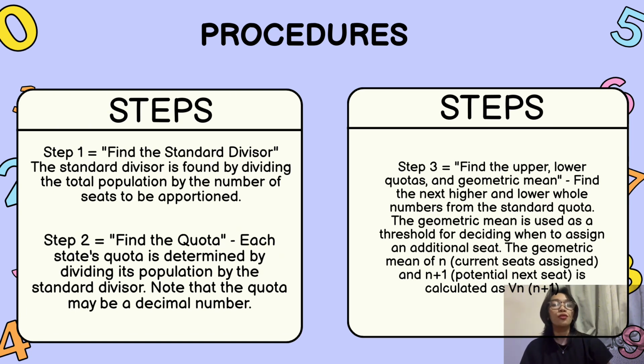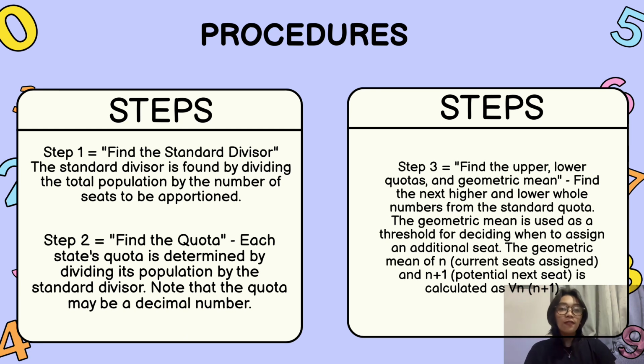Step 2. Find a quota. Each state's quota is determined by dividing its population by the standard divisor. Note that the quota may be a decimal number. Okay, so now for each state or group, you're figuring out how many seats they should get based on their population. So divide each state's population by the standard divisor you found in step 1. This gives you the quota, which might be a decimal number.